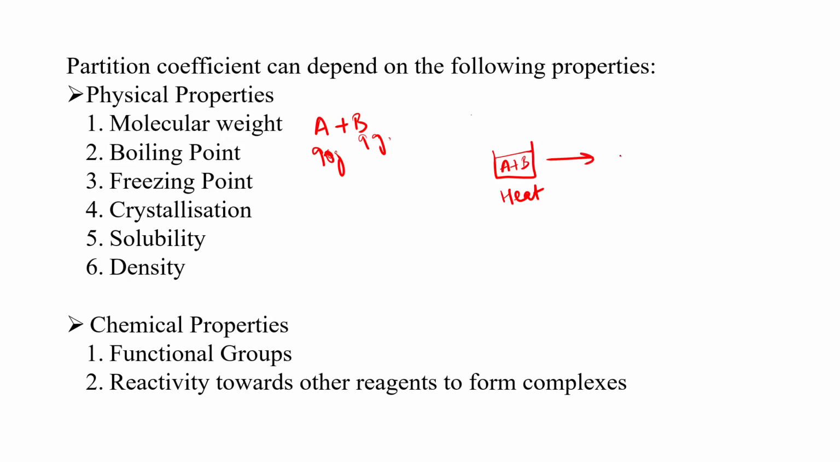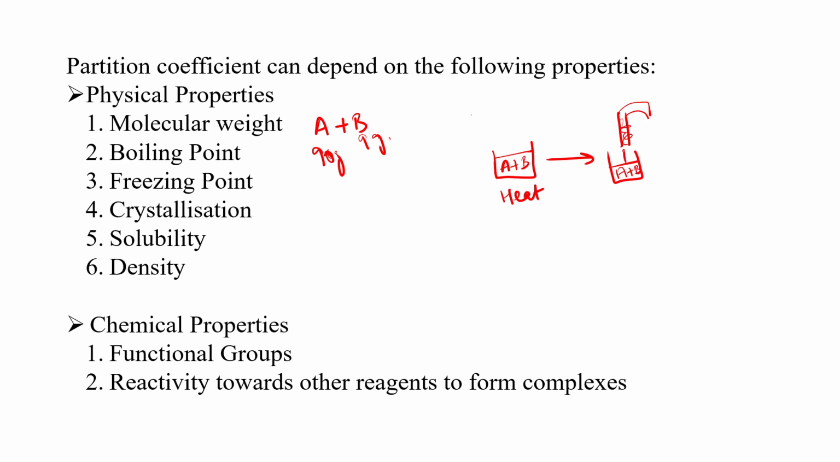Since B has a lower boiling point, B will evaporate. So I can collect B using a condenser. So let's say this is a condenser. So I have the container where we have A and B.